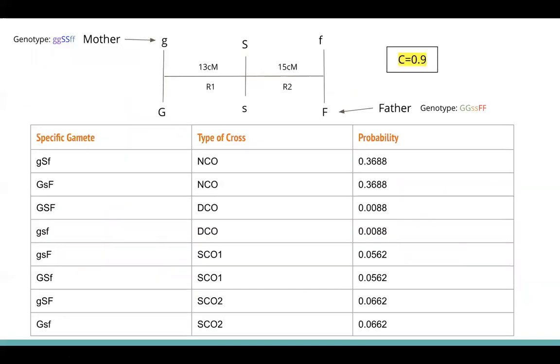So in this table here, I have each specific gamete that is listed with a no crossover, meaning it goes straight across with no crossover over the regions. Double crossover, which means crossing over both of the regions. Single crossover region 1, which means it crosses over only in region 1. And a single crossover 2, which means it only crosses over in region 2. Up here, I also have the coefficient of coincidence at 0.9, and the probability is listed here for every single possible gamete type.